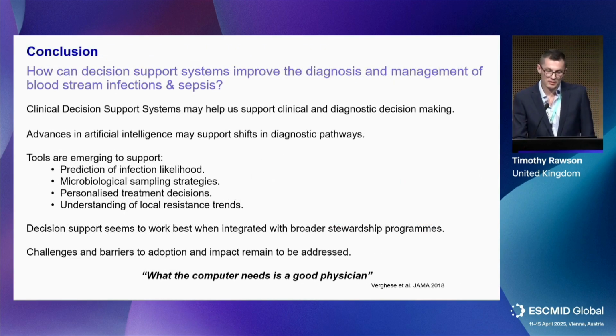So, I hope that today we've taken a slightly different track with the last talk, but I've shown that clinical decision support systems have the potential to help us support not only clinical, but also hopefully diagnostic decision making. There are several advances in approaches to artificial intelligence, which have a potential to help us shift some of the approaches we have in our traditional thoughts about the diagnostic pathway. And we're beginning to see a range of tools emerging to support prediction of infection likelihood, microbiological sampling strategies, personalized treatment decisions, as well as better understanding local resistance trends and patterns.